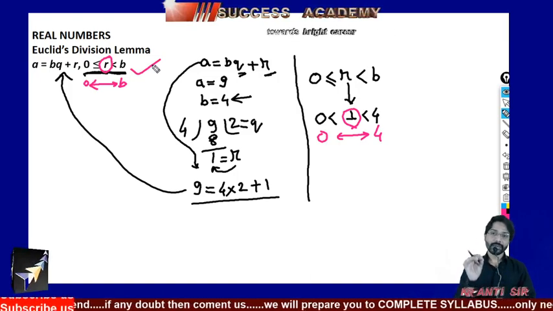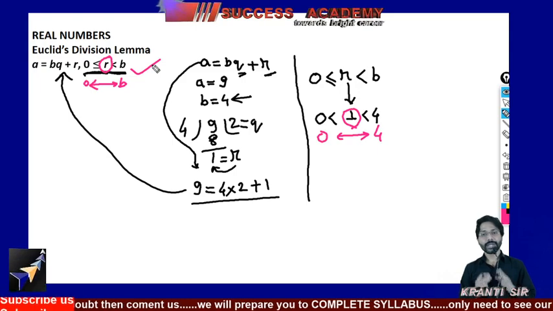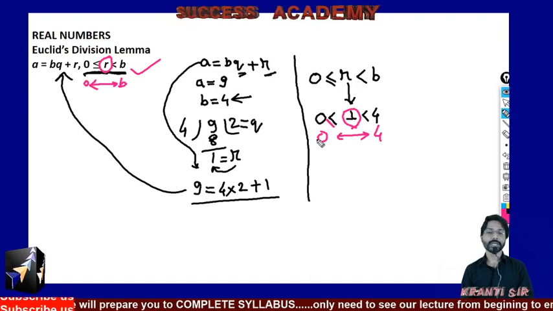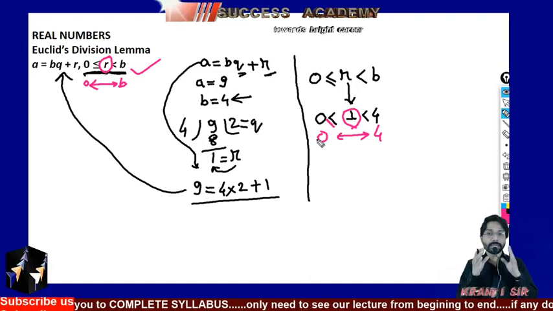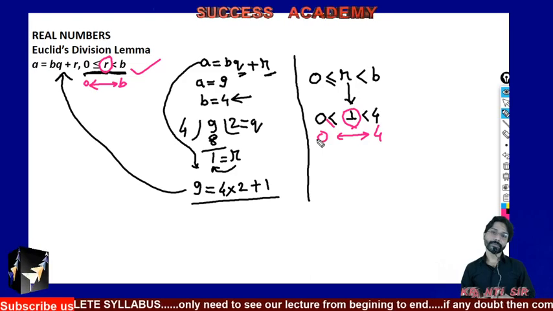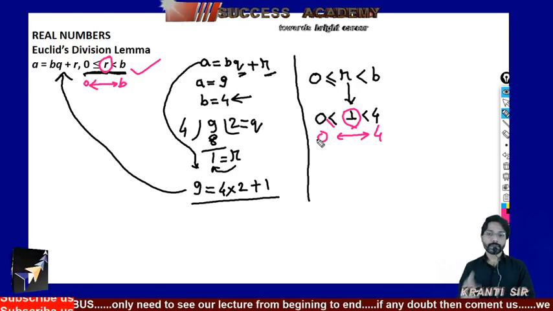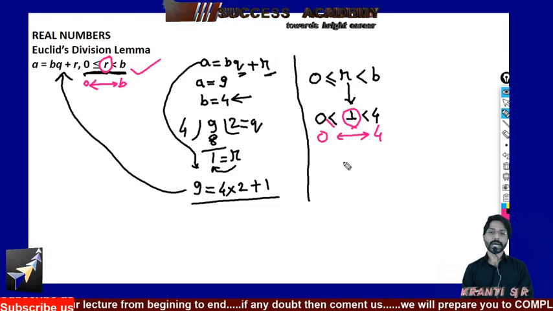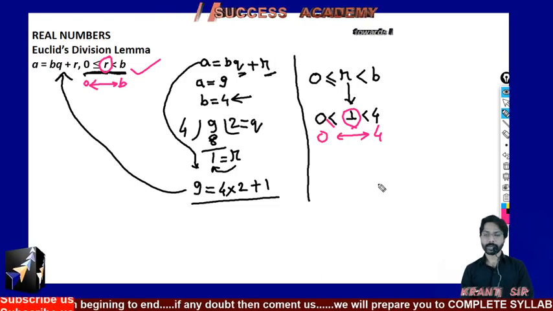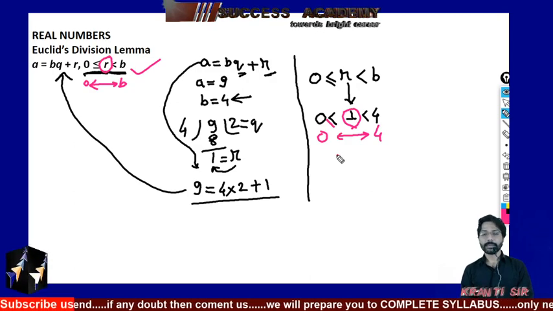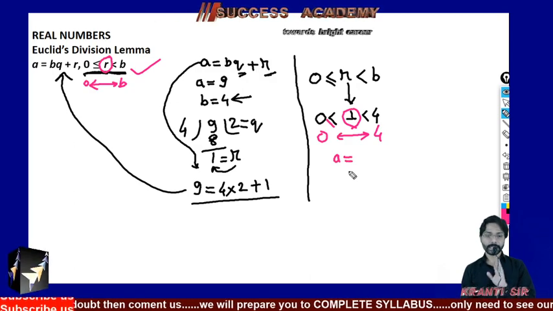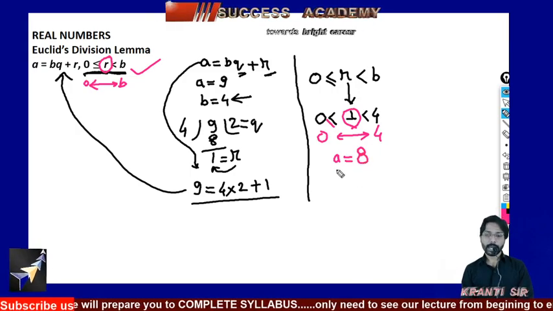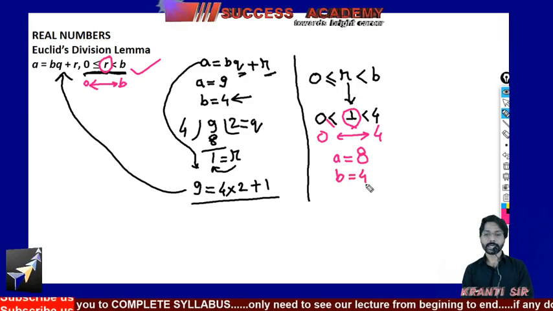Now I know you are getting one more doubt. Sir, you have just written the less than sign here. What about the equal to sign? You have not written it here. So now see here. Less than or equal to means, suppose I am considering another example. Let it be a equal to 8, okay, and b equal to, again, 4.